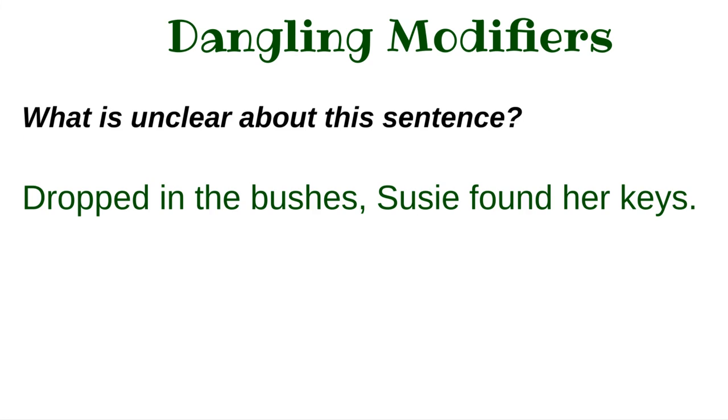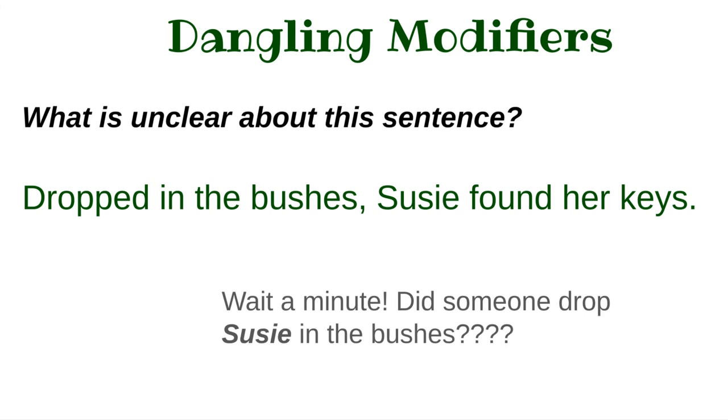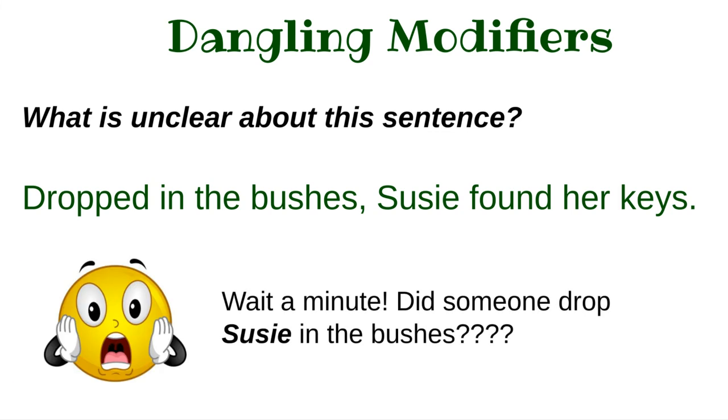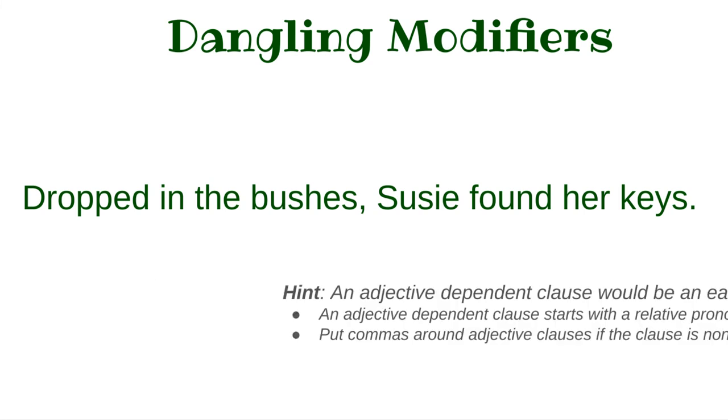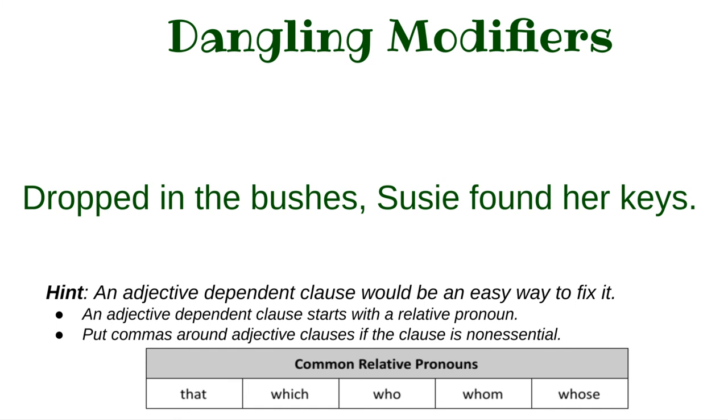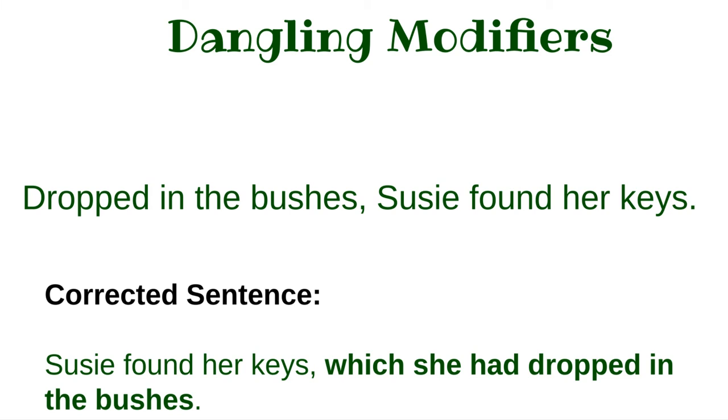Dropped in the bushes, Susie found her keys. Wait a minute. Did someone drop Susie in the bushes? I think they meant her keys were in the bushes. The dangling part is dropped in the bushes. Now, on this one, I think a really easy way to fix it would be to add an adjective dependent clause to describe the keys. So, just a reminder, an adjective dependent clause starts with a relative pronoun. So, here's a possible way I could fix this. Susie found her keys, which she had dropped in the bushes. Which she had dropped in the bushes is an adjective dependent clause to describe the keys.